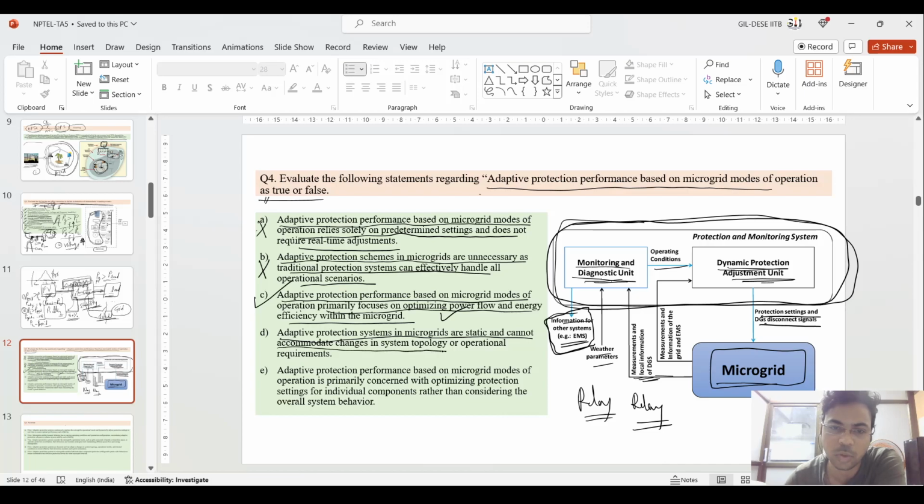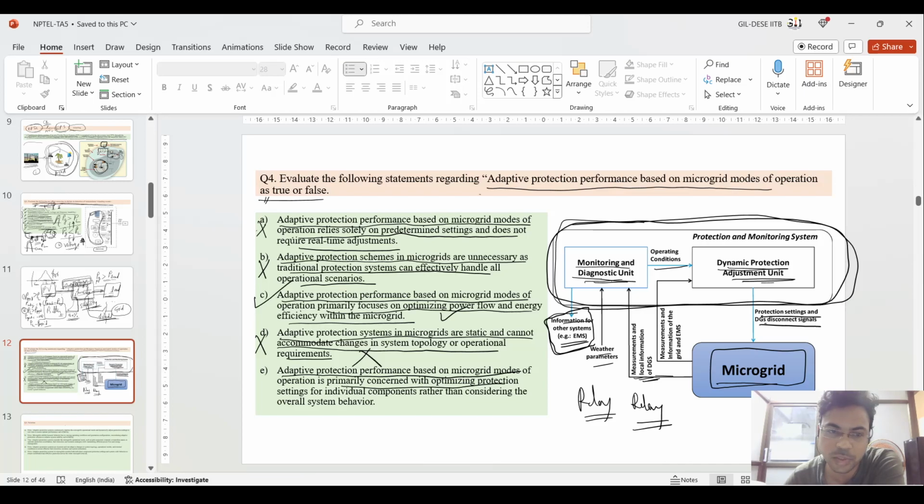Coming to the D part, that adaptive protection systems in microgrids are static and cannot accommodate change in system topology or operational requirement. That is false, because you have to make this structural change and topological change for the adaptation of the microgrid and the microgrid protection and monitoring unit. So the D statement is false.